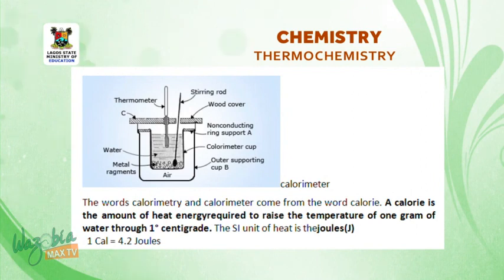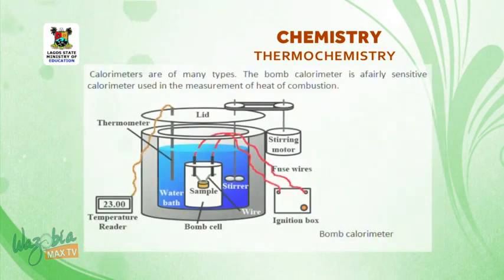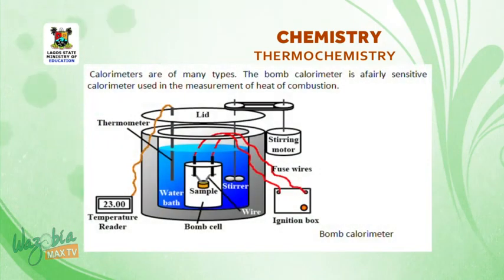A calorie is the amount of heat energy required to raise the temperature of 1 gram of water through 1 degree centigrade. The SI unit of heat is joules. 1 calorie is equal to 4.2 joules. Calorimeters are of many types. The bomb calorimeter is a fairly sensitive calorimeter used in the measurement of heat of combustion.